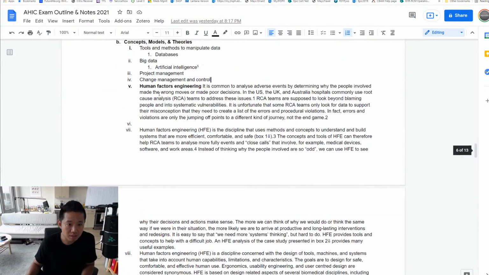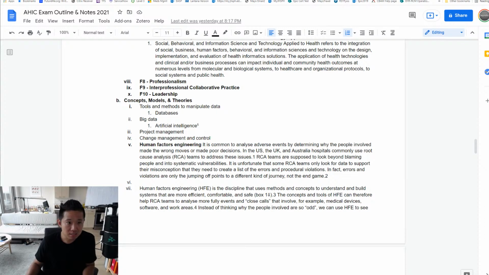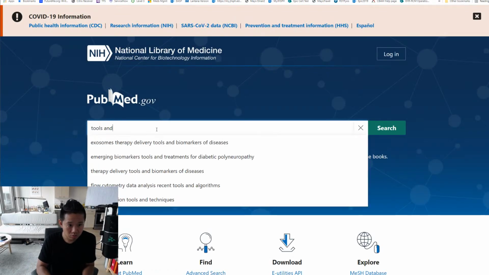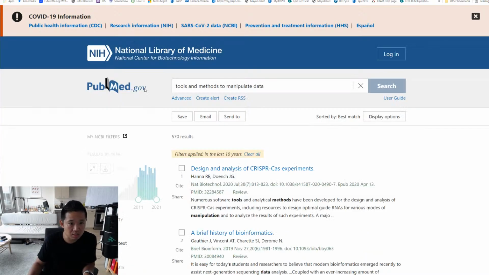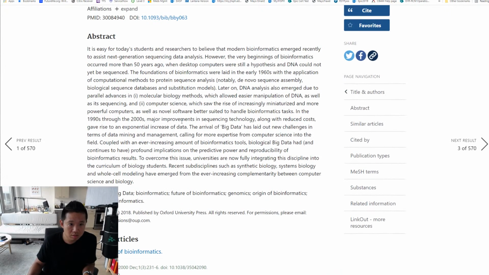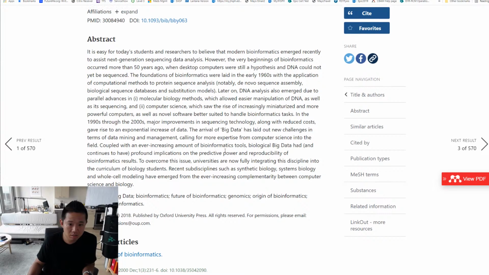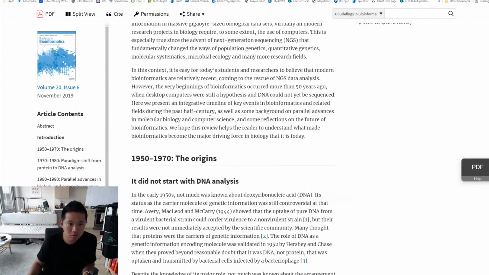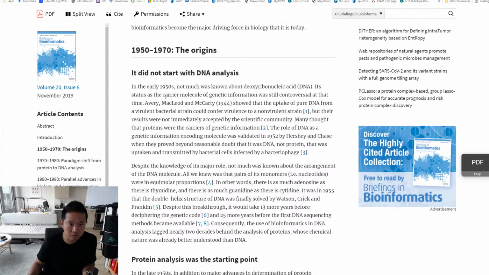Let's see if we can go to PubMed and just look at tools and methods, concepts, models, and theories, manipulation of data. Let's see if we can select tools and methods to manipulate data. See if there's any general review things we can use. This looks interesting. Foundation of bioinformatics. Yeah, it talks a little bit about this. This might be interesting to bring up. Oh, nice. They have a history of it.